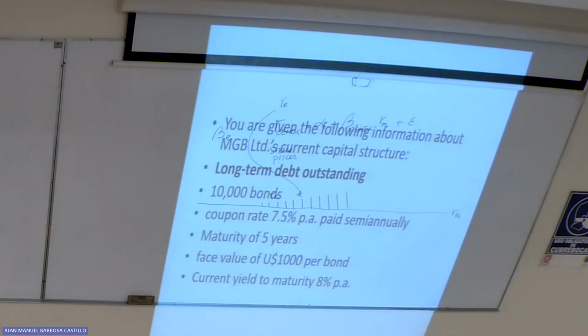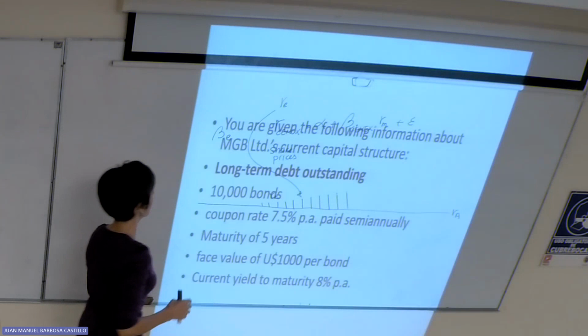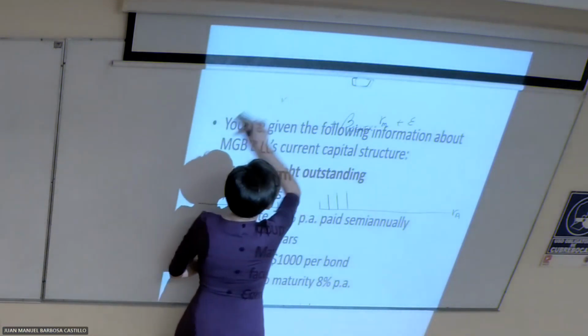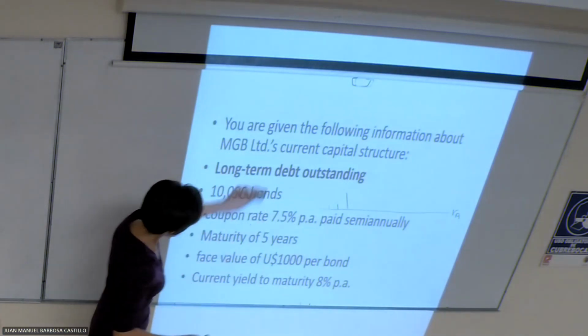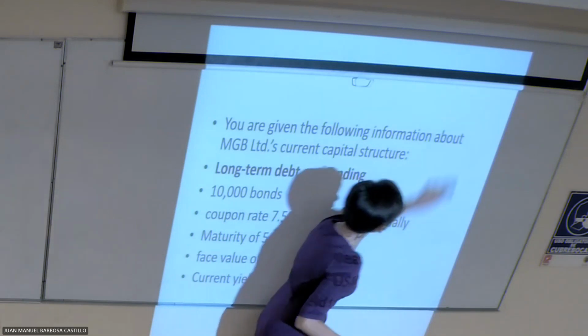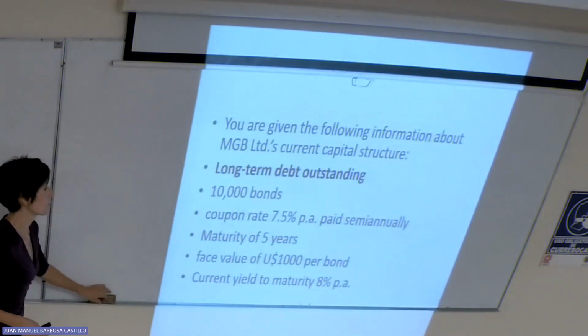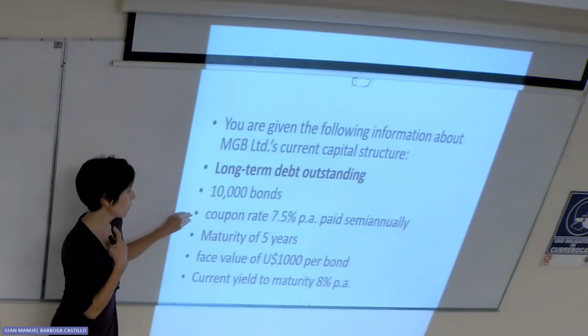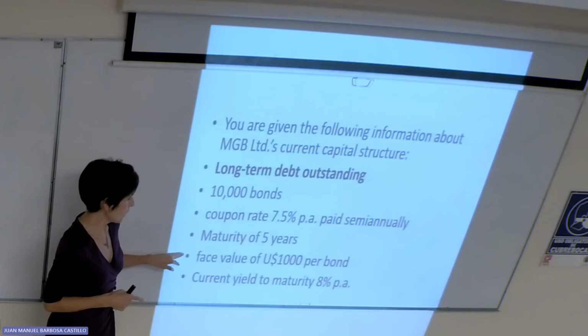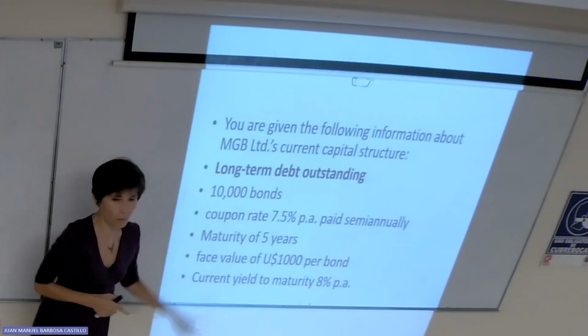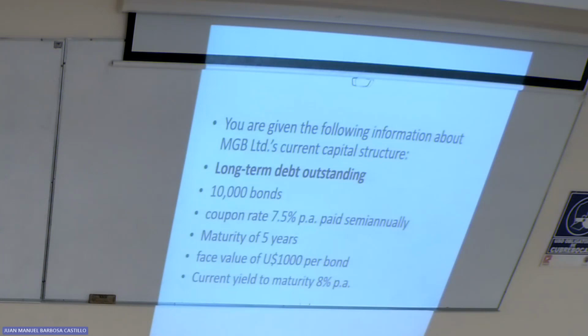You're given this information. We have a company, MGB Limited. The capital structure includes long-term outstanding bonds. The description of the bond has a coupon rate of 7.5% per year, paid semi-annually, a maturity of 5 years, a face value of $1,000 per bond, a current yield to maturity of 8%, and the company issued 10,000 bonds. Okay, I suggest you take notes of that because you're going to need it.